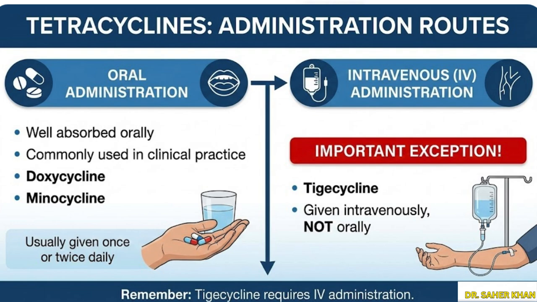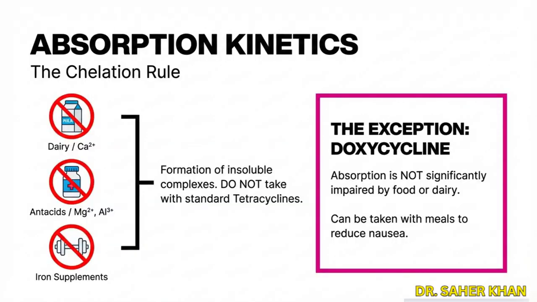Now, let us discuss the pharmacokinetics of tetracyclines, starting with absorption. So, drugs like doxycycline and minocycline are well absorbed orally, which is why they are commonly used in clinical practice. These drugs are usually given once or twice daily. Now, an important drug to remember here is tigecycline. Unlike the others, tigecycline is given intravenously, not orally. This is because it is not effective by the oral route and it is reserved for serious infections in hospital settings.